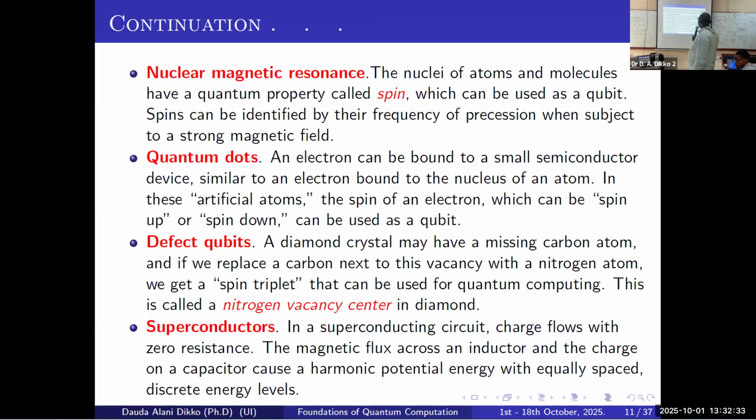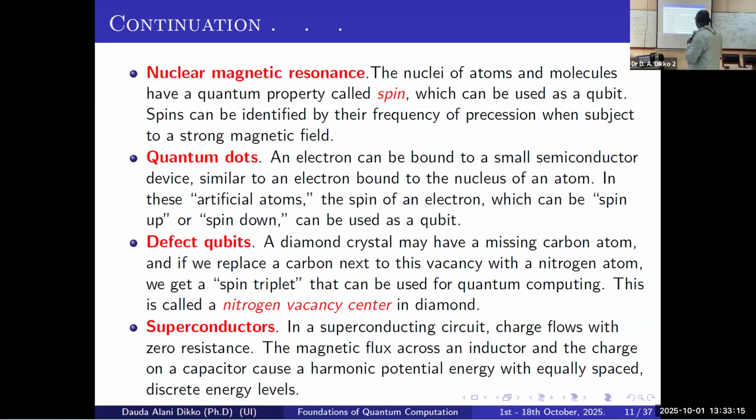So you also have nuclear magnetic resonance. The nuclei of atoms and molecules have a quantum property called spin, which can be used as a qubit. As a qubit, spins can be identified by their frequency of precession when subjected to a strong magnetic field. So you have spin up, spin down, and it's represented as a column matrix. Okay, you have quantum dots. A quantum dot is a small semiconductor device similar to an electron bound to the nucleus of an atom. In these artificial atoms, the spin of an electron, which can be spin up or spin down, can be used as a qubit.